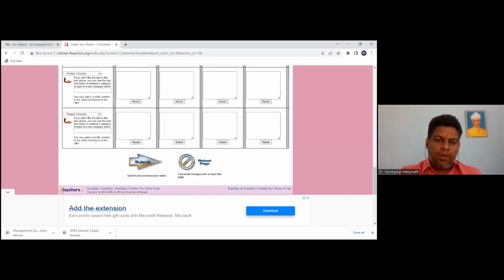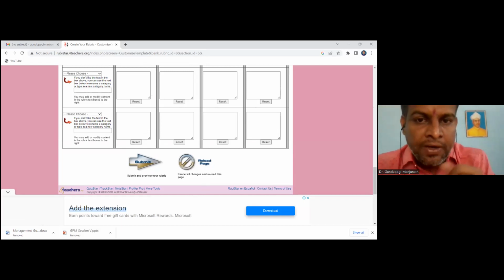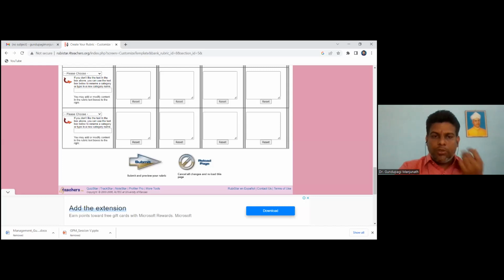And there is one source, like Bloom's taxonomy verbs. I think yesterday ma'am presented it in the presentation. That's why I have not given those verbs. So you can use those verbs for designing the question, which makes it very easy while developing the question.